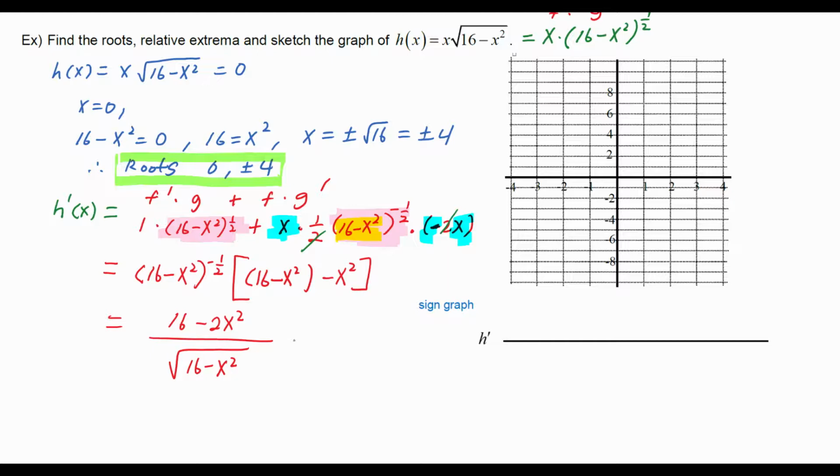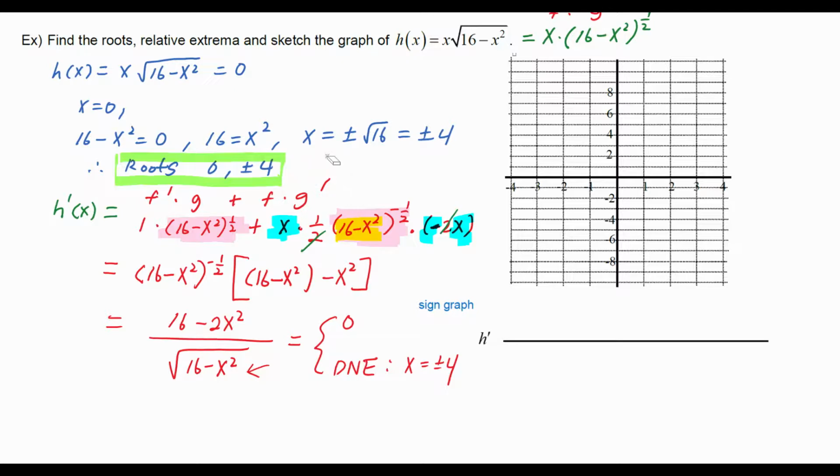To find the critical numbers now, I set it equal to 0 or when this derivative does not exist. When does this derivative not exist? This derivative does not exist if denominator is 0. And denominator is 0 if x is equal to plus minus 4. Because then I will have a radical of 16 minus 16, which is radical of 0, which is 0, and denominator cannot be 0. It will make my h prime undefined. But h was defined at this point, and in fact, it was my root before. Is that right? So they are critical numbers.